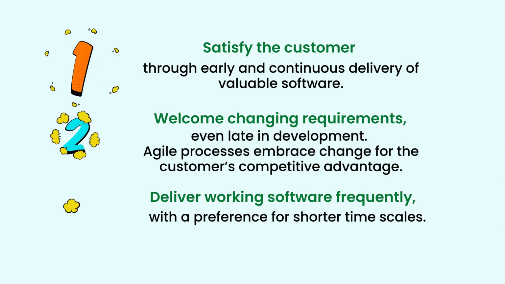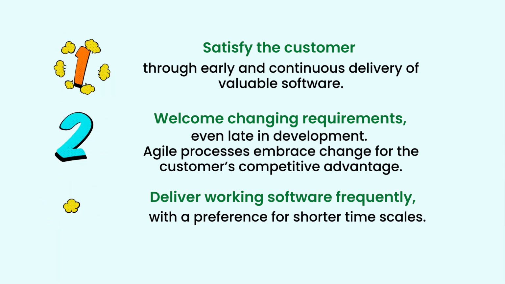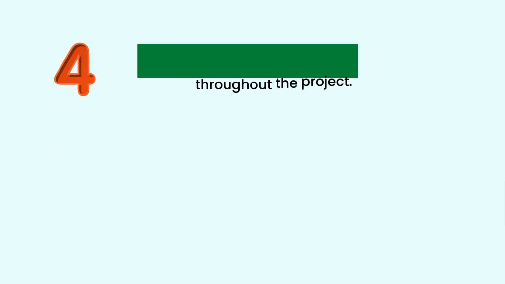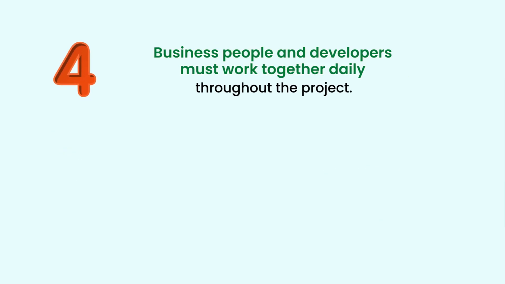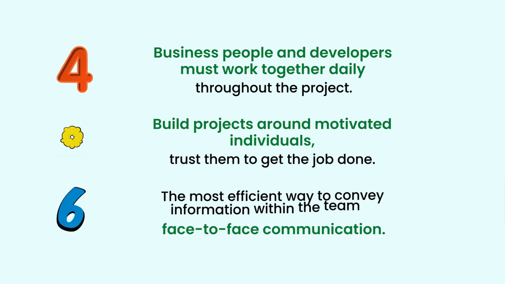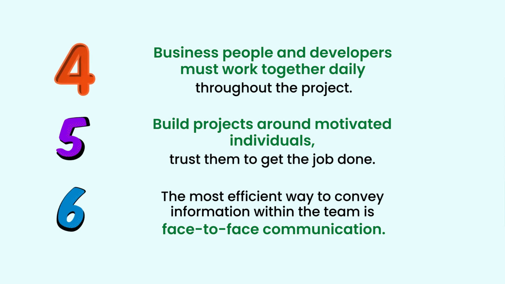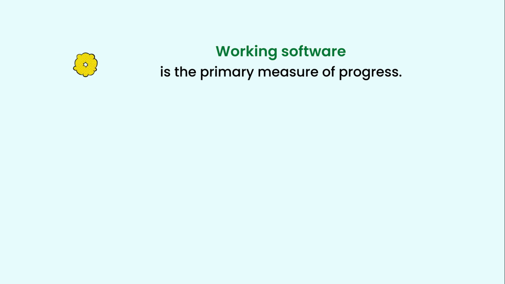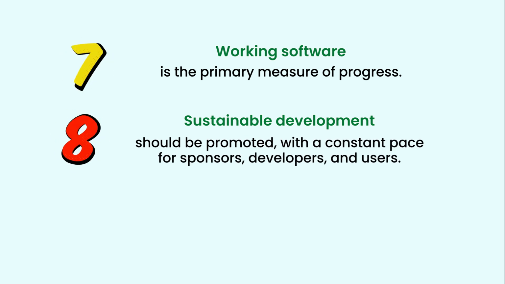Number 3. Deliver working software frequently, with a preference for shorter time scales. Number 4. Business people and developers must work together daily throughout the project. Number 5. Build projects around motivated individuals, trust them to get the job done. Number 6. The most efficient way to convey information within the team is face-to-face communication. Number 7. Working software is the primary measure of progress. Number 8. Sustainable development should be promoted, with a constant pace for sponsors, developers, and users.